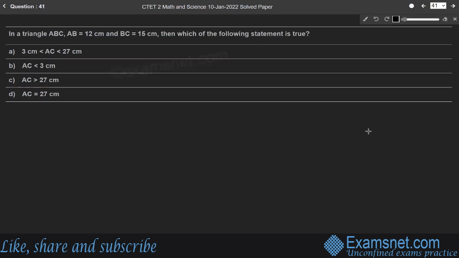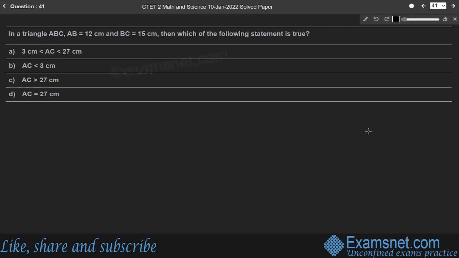Question 41. In a triangle ABC, AB is 12 centimeter, BC is 15 centimeter. Then which of the following statements is true? AC lies between 3 centimeter and 27 centimeter. AC is less than 3 centimeter. AC is greater than 27 centimeter. AC is equal to 27 centimeter.